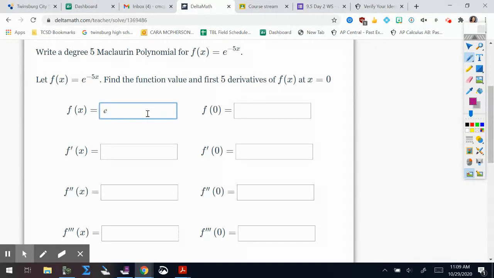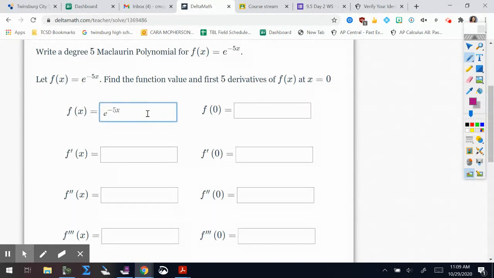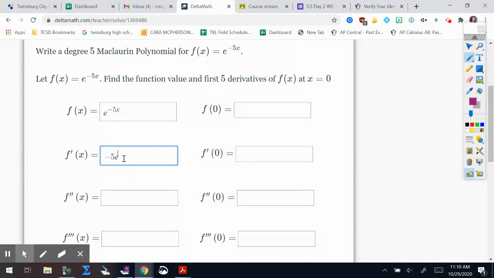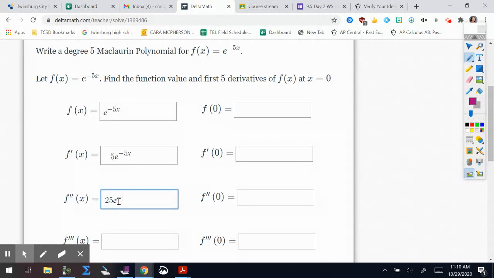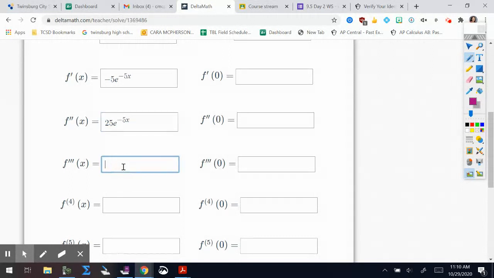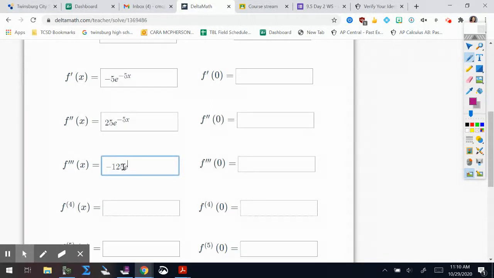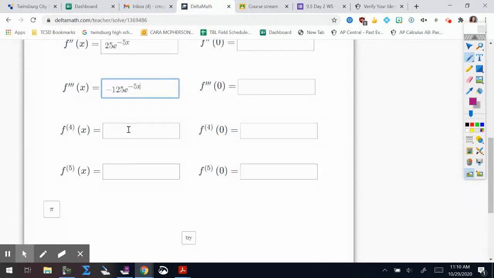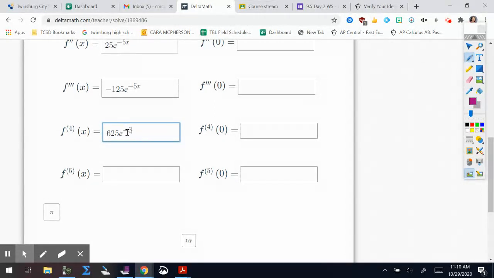So my original one is e to the negative 5x. My first derivative is going to be negative 5 e to the negative 5x. My next derivative is going to end up positive 25 e to the negative 5x. My next one is going to be negative, I'm going to eventually need a calculator here, I think, e to the negative 5x. Next one, okay, I'm testing the ability of my math here. So that's 625 e to the negative 5x.